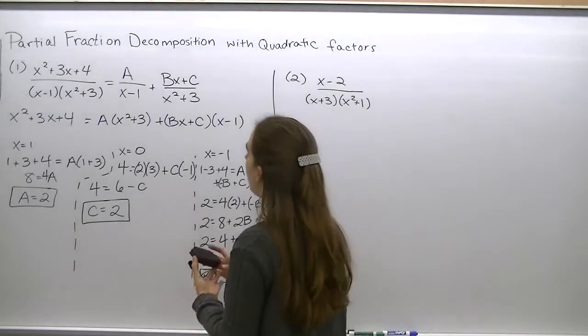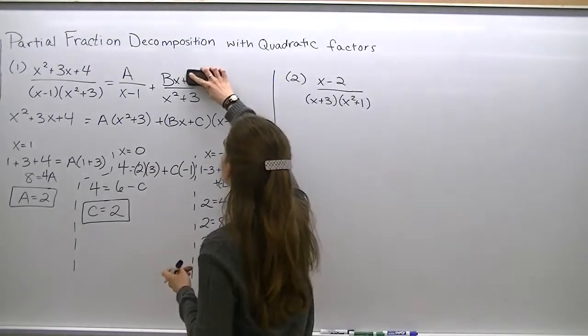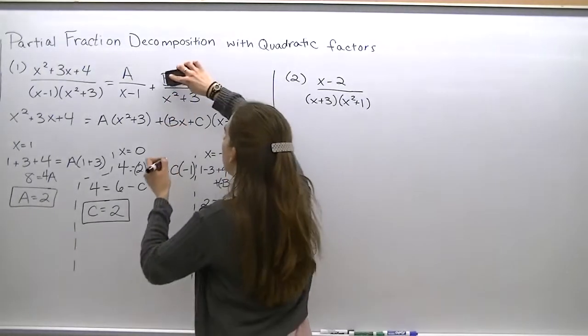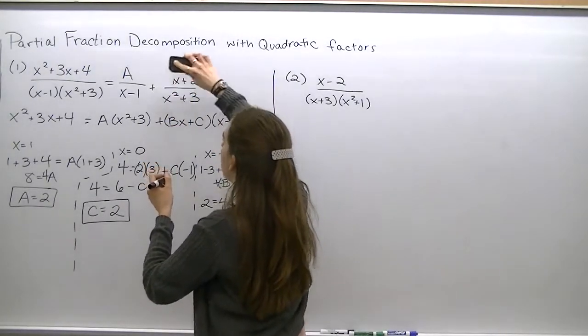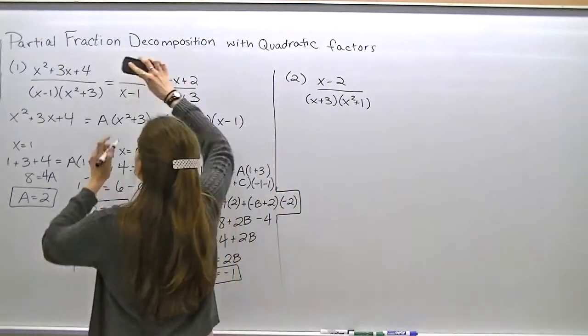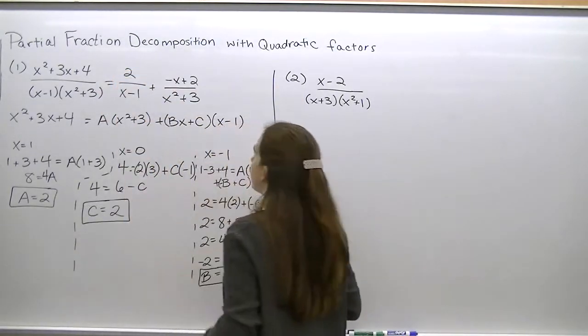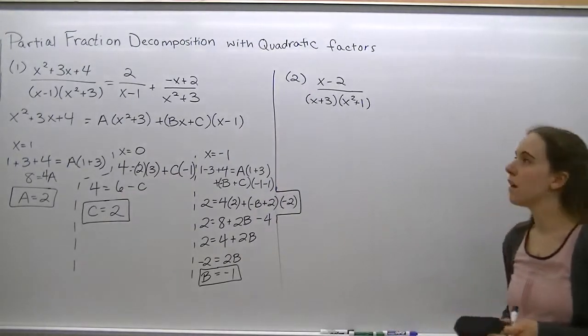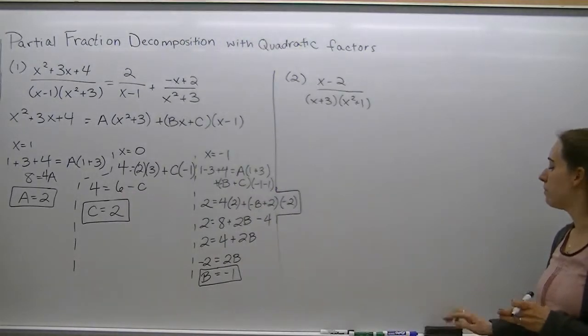So let's go ahead and put those in. So c we said was 2. B we said was negative 1. And then A was also 2. And there we have it. There's our partial fraction decomposition.